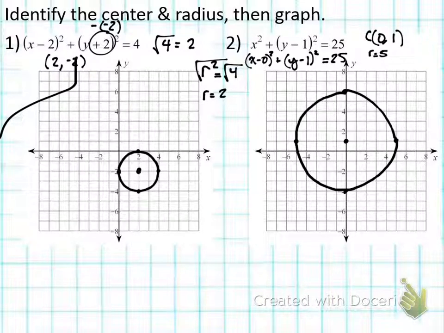Square root of 25 is 5. So we're going to put 0, 1 as our center. Then we went up 5, right 5, down 5, and left 5. And you draw a circle. And that's it. Okay? That's it.